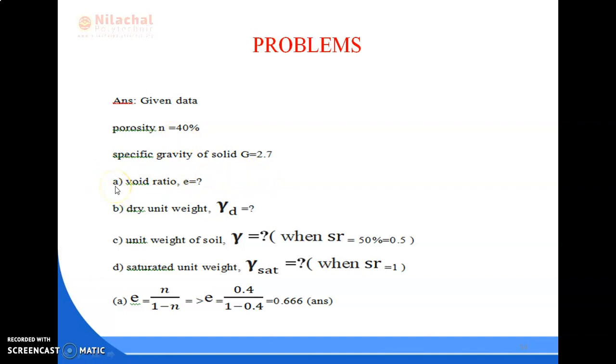And here we have to find out in part A void ratio e equal to question mark, part B dry unit weight gamma d equal to question mark, and part C unit weight of soil, that means gamma equal to question mark. Here a condition is given when Sr equal to 50% or 0.5. Then again, part D, saturated unit weight, that means gamma sat equal to question mark. Condition is given when Sr equal to 1. So this much is given in the total question.